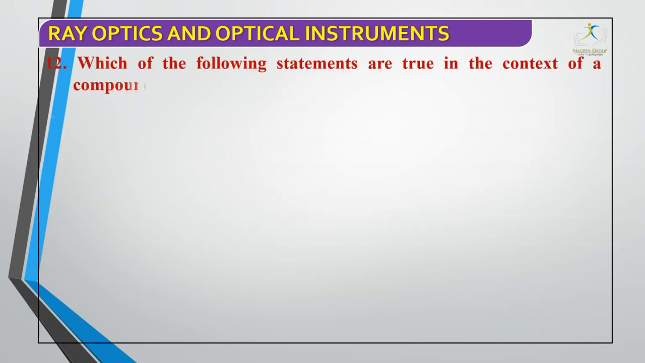Next we have, which of the following statements are true in the context of a compound microscope? So students, we are generally taking the meaning of a compound microscope as a microscope which has only a single lens, which we are saying as binocular also.